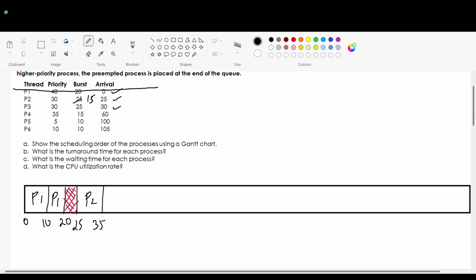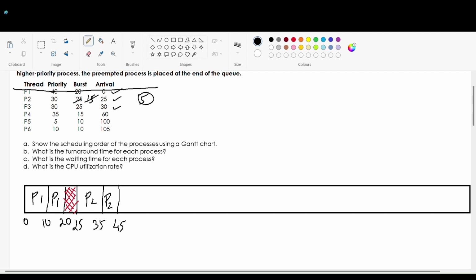If the processes have the same priority, then the first come first served algorithm will apply. That is, the first process will execute first. So which process will execute now? P2. So P2 will execute up to 45, and 5 is remaining for P2.